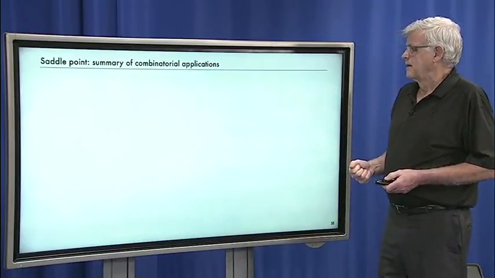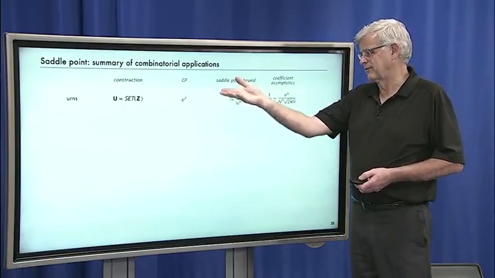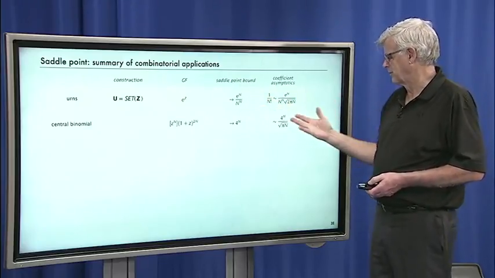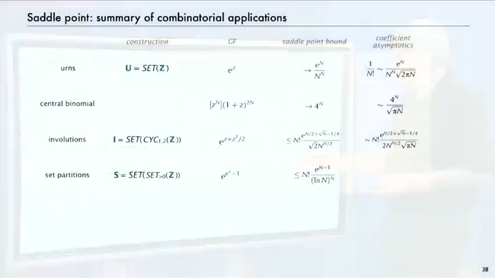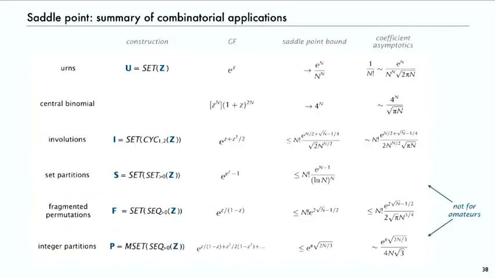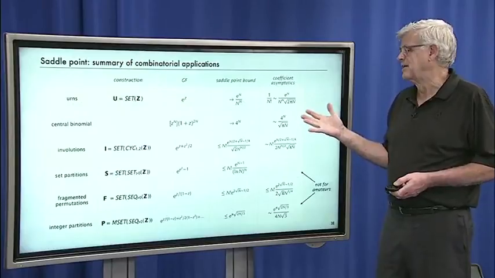So there are many combinatorial applications. We looked at e to the z, which is the generating function for just sets, and central binomial or Catalan, and involutions, and set partitions. I didn't go as far as doing the coefficient asymptotics. There are a few other examples in the book. But definitely some of these calculations are quite complex, and it would be more in advanced analysis.